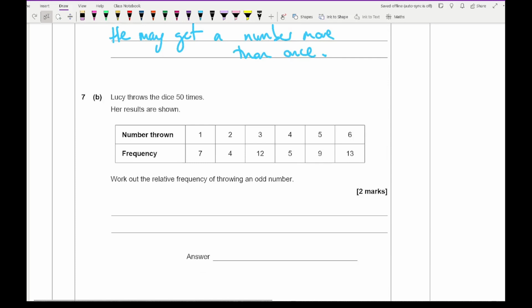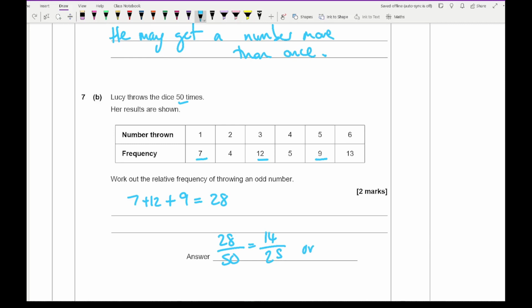It then says that Lucy throws the dice 50 times, and here are the results. Work out the relative frequency of throwing an odd number. If we highlight the odd ones, we've got 7, 12, and 9. Adding 7 plus 12 plus 9 gives me 28. It's thrown 50 times, so the answer is 28 over 50. It doesn't mention simplifying the fraction, but I'm going to do it anyway, so I've got 14 over 25, which will be fine.